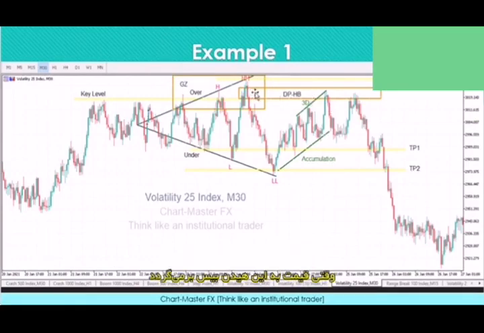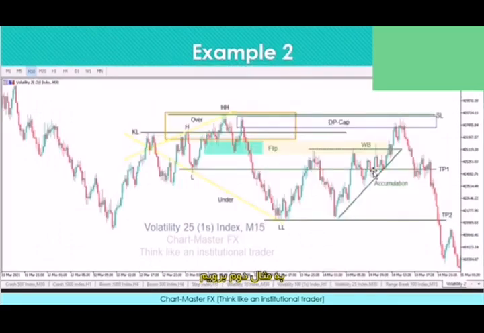So once the price returns to this hidden base, then that's when you can place your trade, and you can put your stop loss above the higher high. Our first target profit here is on the lower side, at our low here. And you can see also here on the lower low we have our target profit number 2. So that's it, guys, for example number 1.